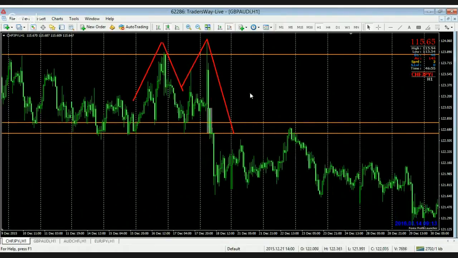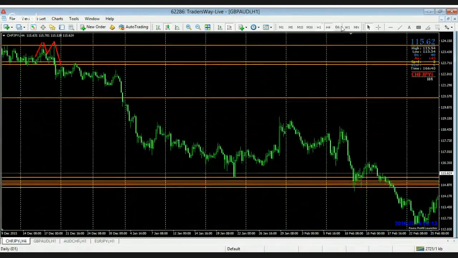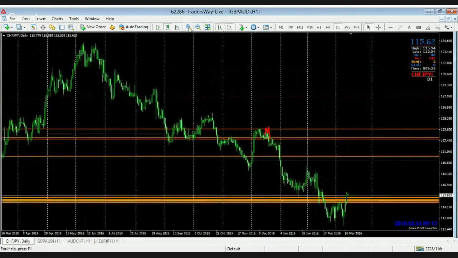Now these are just M and W formations that I saw that are visible right now, that are obvious. But there's a lot of small little ones. I mean, look over here. There's a lot of small little M and W formations that you can easily scalp and make pips off of. You can find them on every single time frame. M formation up here. W formation up here. They show on every single time frame.